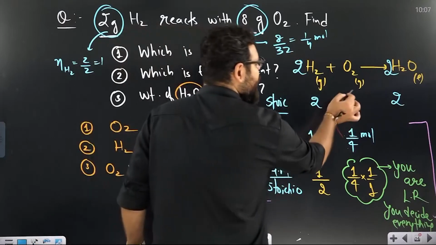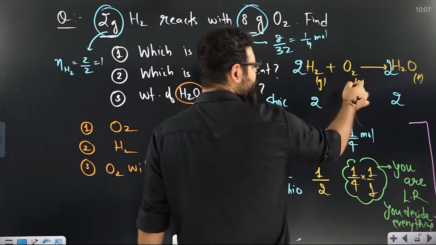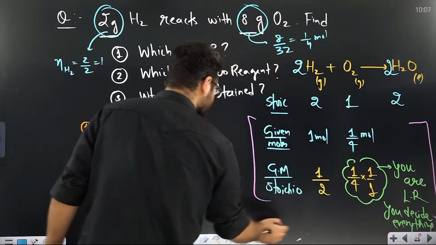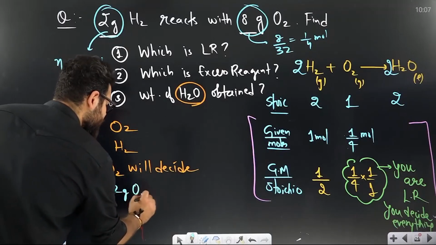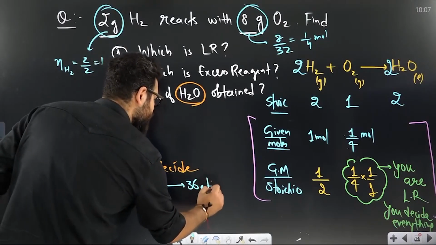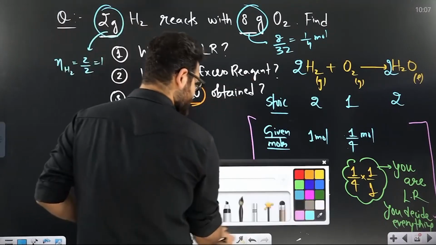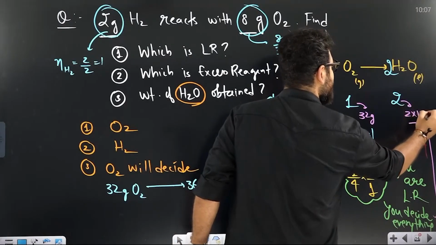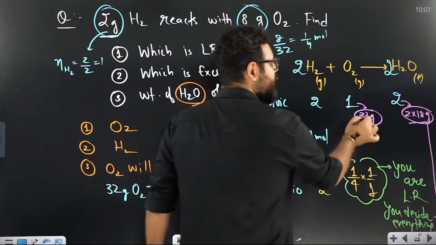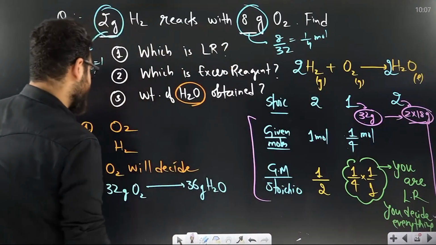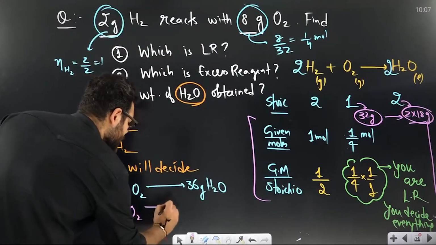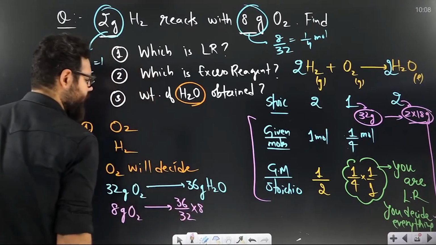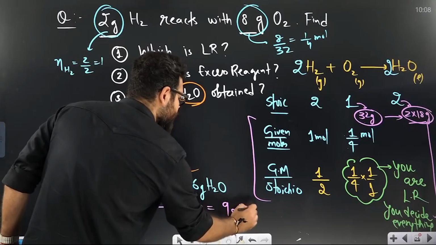Oxygen says, when I react 32 gram, 1 mole oxygen, it gives 2 mole water. Means we can say 32 grams oxygen gives 36 gram H2O. From this reaction, 32 gram gives 2 mole, means 2 times 18 gram water. I am comparing these two things. 32 gram gives 36 gram. So 8 gram oxygen will give how much? 1 gram will give 36 by 32, and 8 gram will be multiplied by 8, which will give 9 gram water.